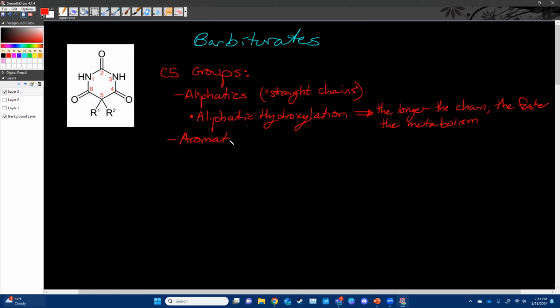The flip side to that is aromatics. So think of benzene. Even though benzene is big, 6 carbons, aromatic hydroxylation is still a slow process. Benzene is a very, very stable molecule. So trying to add an OH onto it can be really difficult for an enzyme to do. So it's still a slow process, despite benzene being larger than different chains, right? And we'll see that in just a second.